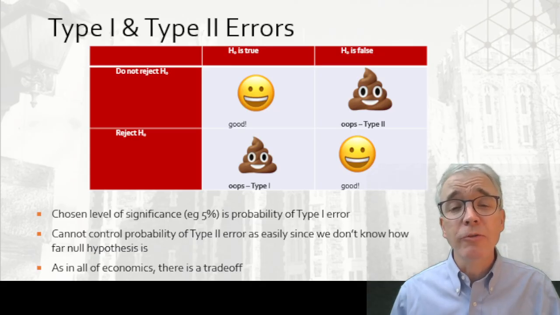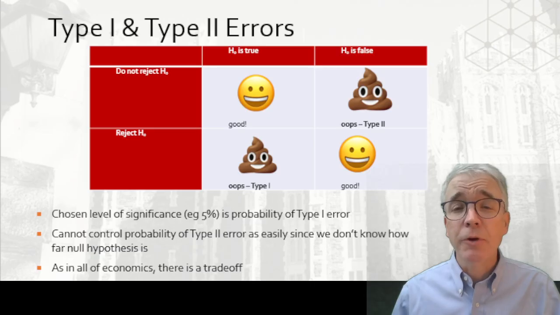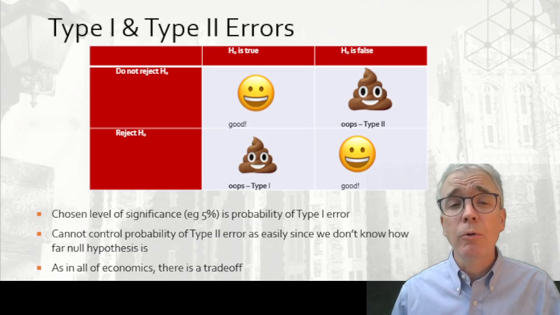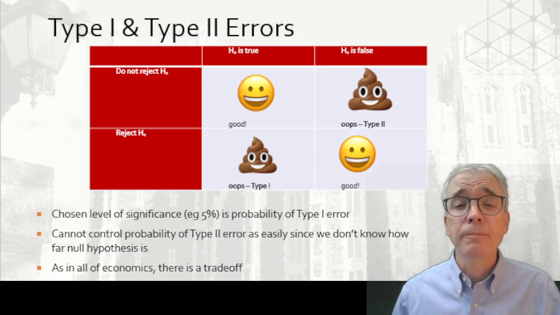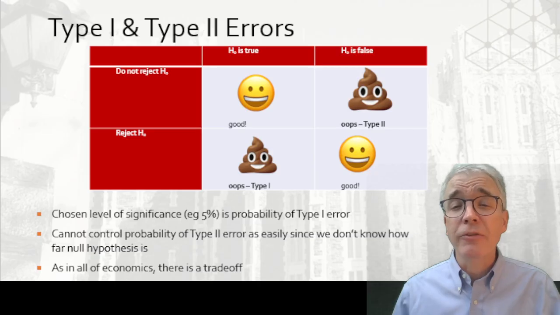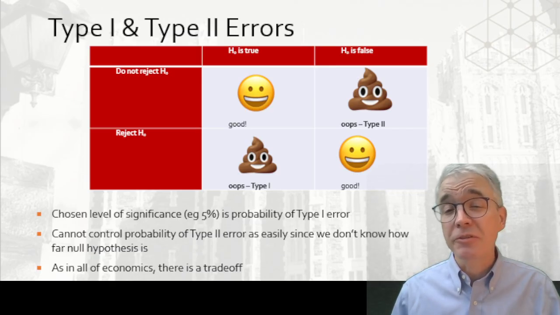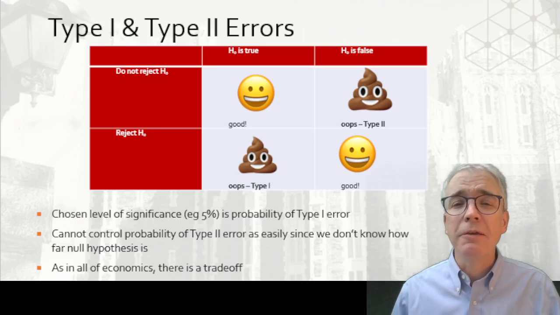There are two possibilities in the row. Either we reject the null hypothesis or we do not reject the null hypothesis. Then the vertical columns, we have two possibilities. Either the null hypothesis is true or the null hypothesis is false. If the null hypothesis is true and we do not reject, that's a win. It's good news. Alternately, if the null hypothesis is false and we reject the null hypothesis, then again, win. But those off diagonals, oh poop, we've screwed up.